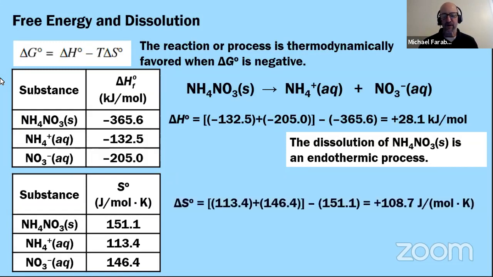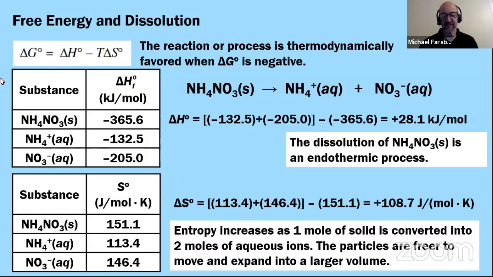We're going from 1 mole of solid to 2 moles of aqueous ions. If I calculate delta S from the data in the table on the left, I get a positive delta S indicating that entropy is increasing. So we might say that the particles are freer to move around as they have broken off the crystal lattice and now can move more freely throughout the aqueous solution. So a positive delta H and a positive delta S.